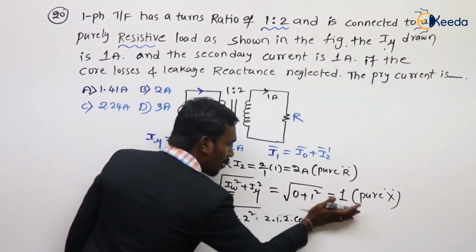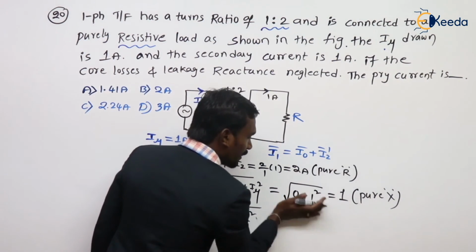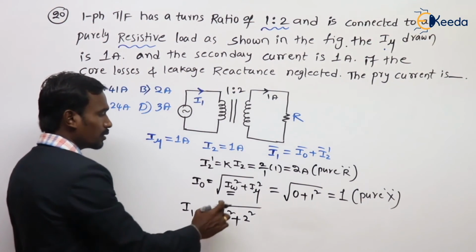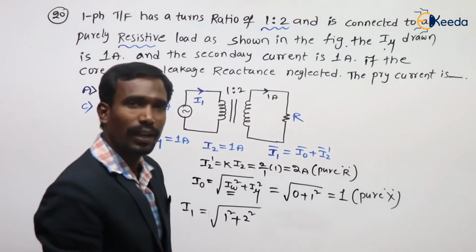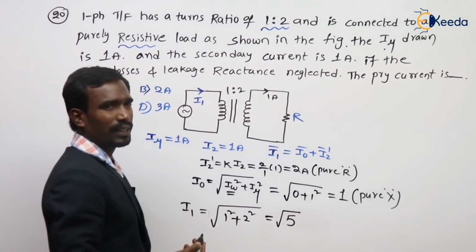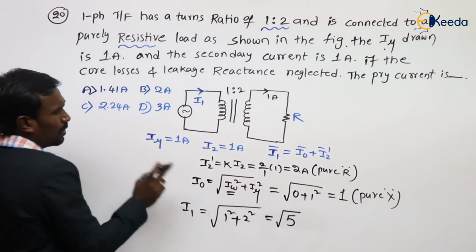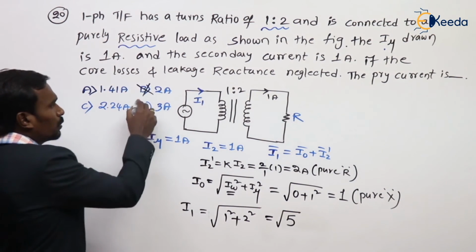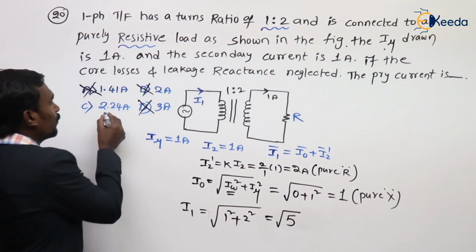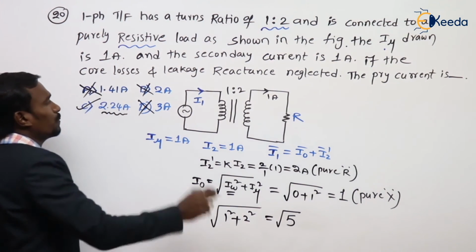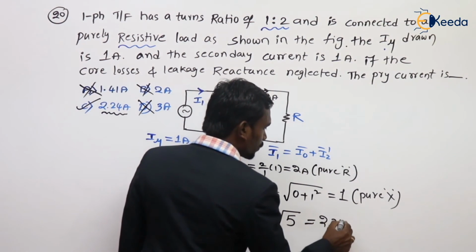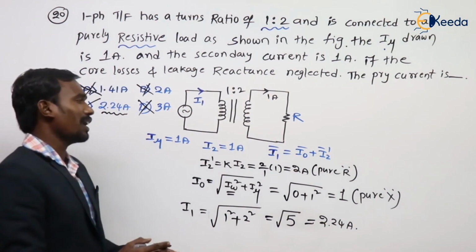So no need to take all these. We know if the phase angle is 90 degrees, then this is enough. So I1 is equal to square root of 1 square plus 2 square, nothing but 5, root 5. But the options are like this: root 5 is not equal to 2, not equal to 3, not equal to 1.41. Root 5 is equal to 2.24 amperes. This is our I1.